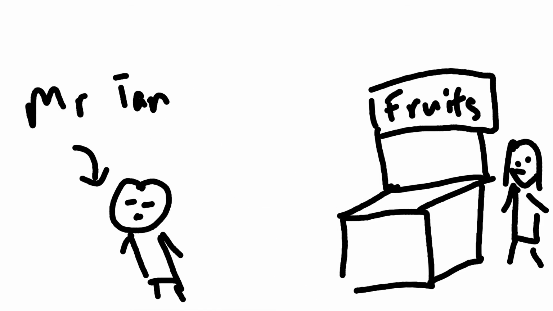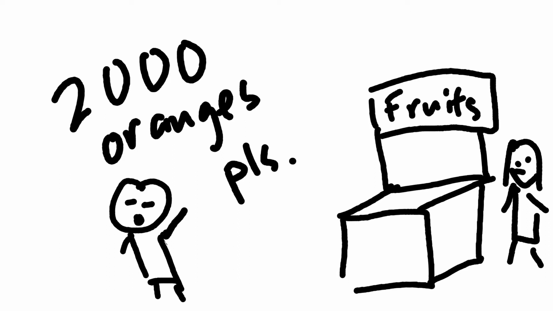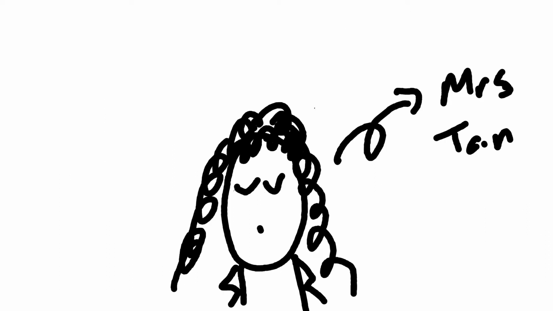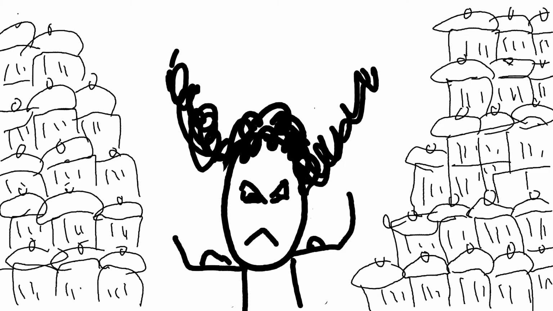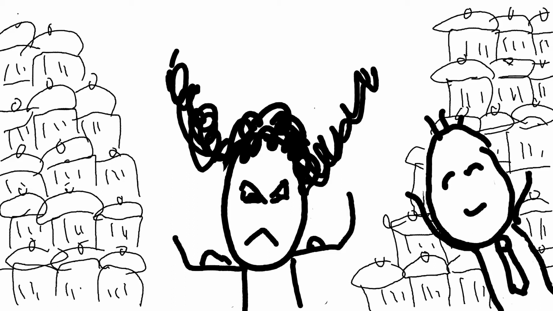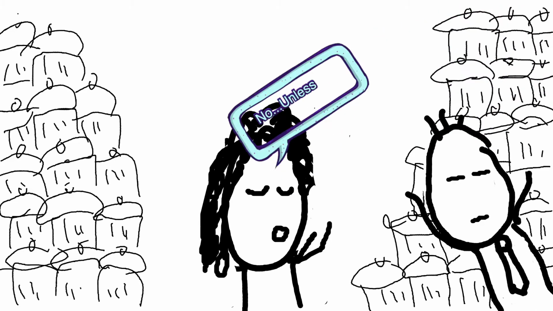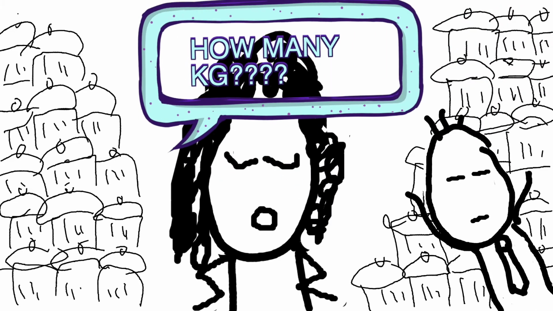You know what makes me happy? Solving math problem sums. It is the only place where Mr. Tan will buy 2,000 oranges to make 800 cups of orange juice, and Mrs. Tan bakes 5,000 cupcakes with 300 kilograms of flour bought 5 days ago. Can I eat something now? No, unless you tell me how many kilograms of flour I have left.